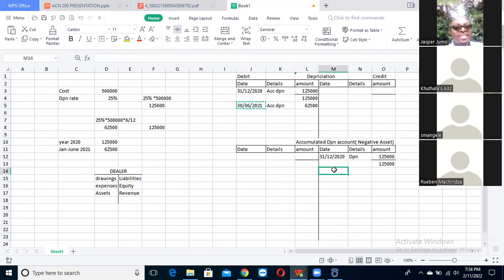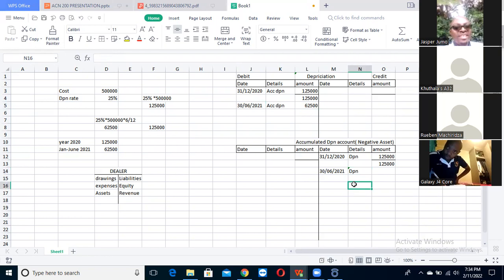So we also come and fill in the accumulated depreciation account. And then the details or the narration of that transaction is simply depreciation, because we are taking this from the depreciation account, and the sum of how much? Of 62,500. So we have recorded our depreciation for the first year, and we have recorded our depreciation for the second year, but which was a half of a year.